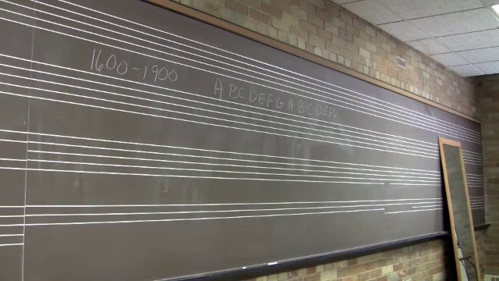B, C, D, E, F, G. A, B, C, D, E, F, G. Just like that. So we're using those 7 letters of the musical alphabet, and we just keep repeating them. A, B, C, D, E, F, G, A, B, C, D, E, F, G.